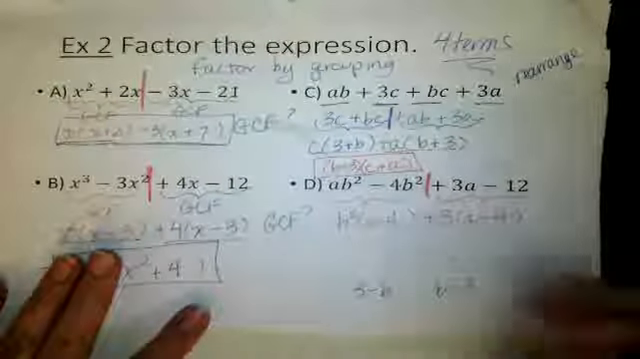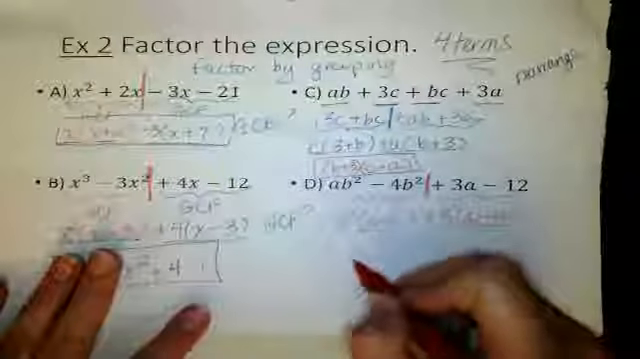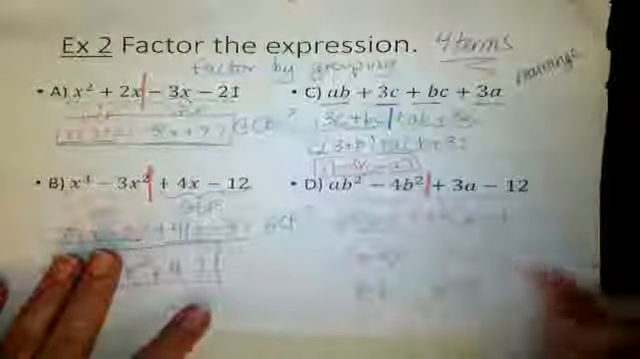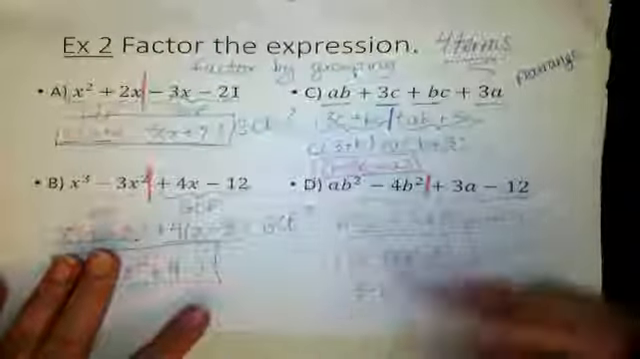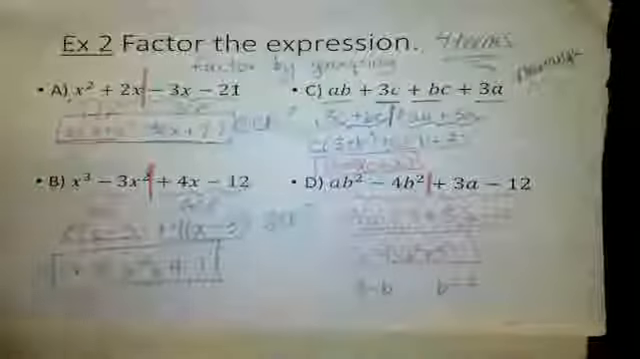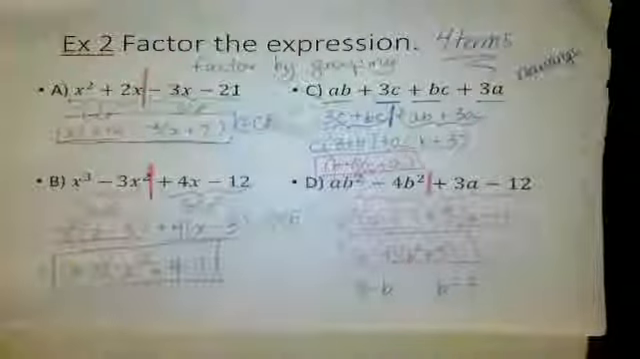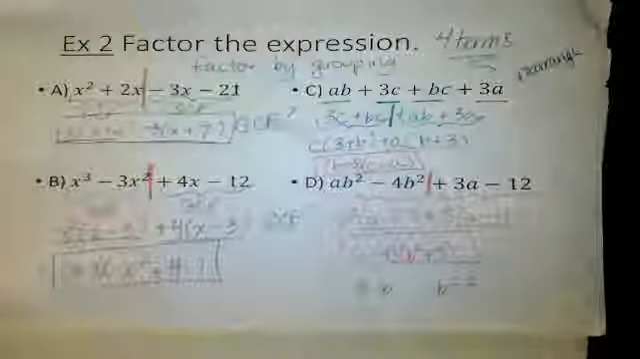All right. And then now they both have A minus 4. And what's left behind? B squared plus 3. Does B squared plus 3 factor? No, it's not difference of squares. All right, awesome.